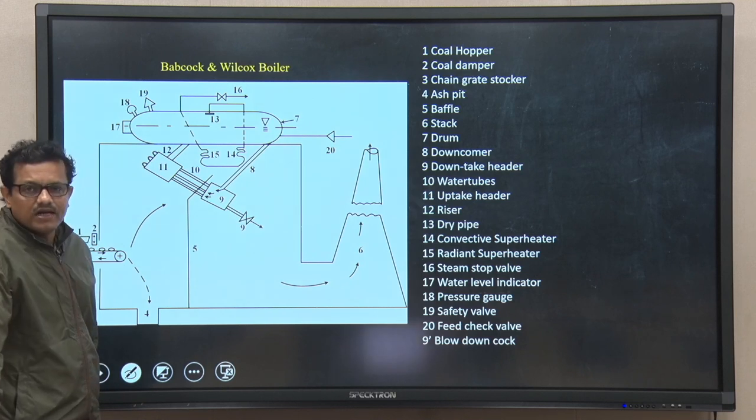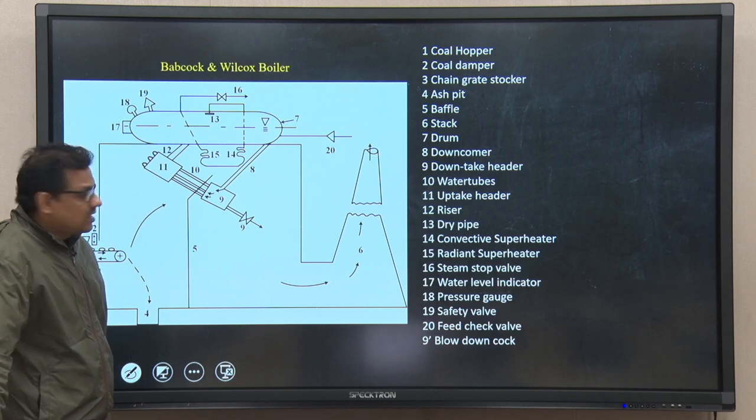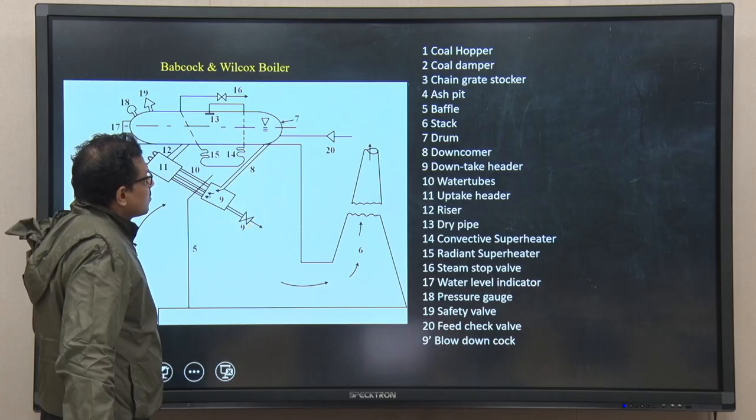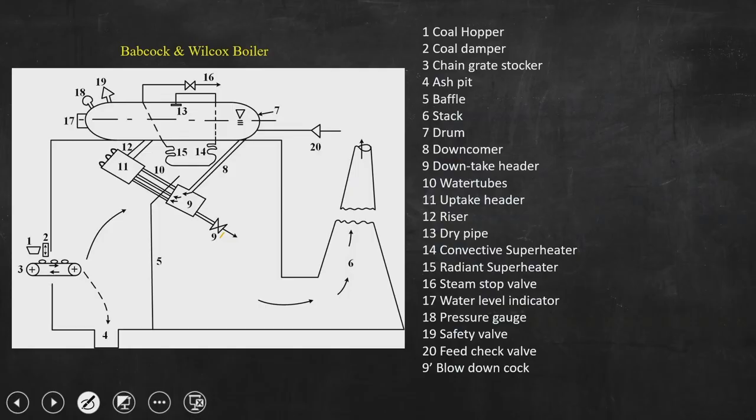You can understand there are several components. I have labeled all those components. Not only that, I have also described all these components in the right panel of this slide. What you can see: the components are 1 to 20 including 9 prime. So, this is 9 prime. Okay. So, you can understand that coal hopper, coal damper, chain grate stoker, ash pit, baffle, stack, drum, downcomer, downtake header, water tubes, uptake header, riser, dry pipe, convective superheater, radiant superheater, steam stop valve, water level indicator, pressure gauge, safety valve, feed check valve. So, these three are very important.